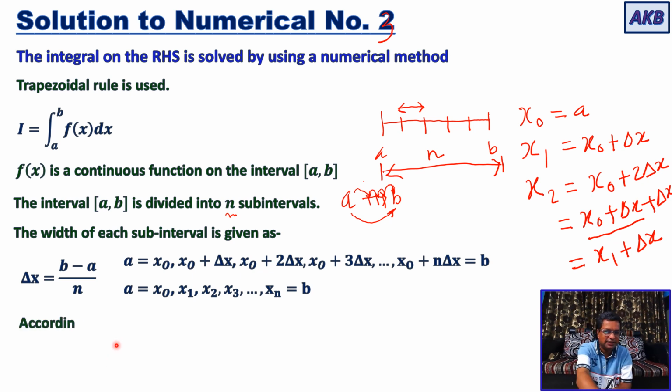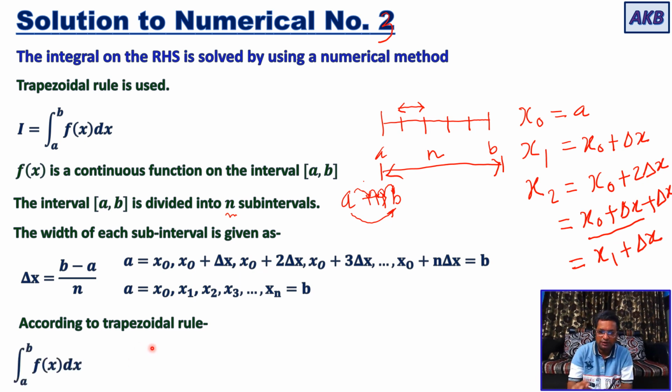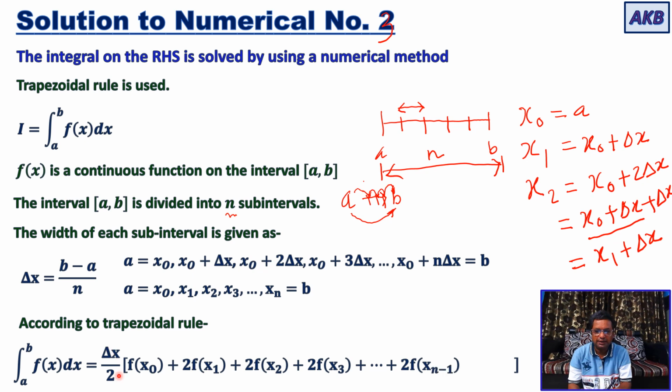Okay, so with this understanding, the formula which we can use as per trapezoidal rule for finding out the integral is integration from a to b f of x dx, that is equal to delta x by 2 into function evaluated at x0 plus 2 into function evaluated at x1 plus 2 into function evaluated at x2 plus 2 into function evaluated at x3 plus and so on, plus the second last term is 2 into function evaluated at xn minus 1 and the last term is function evaluated at xn.